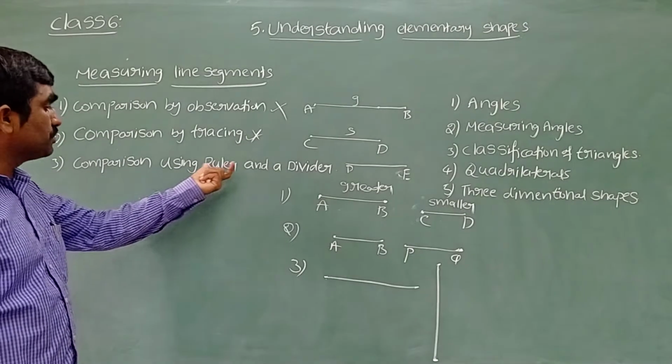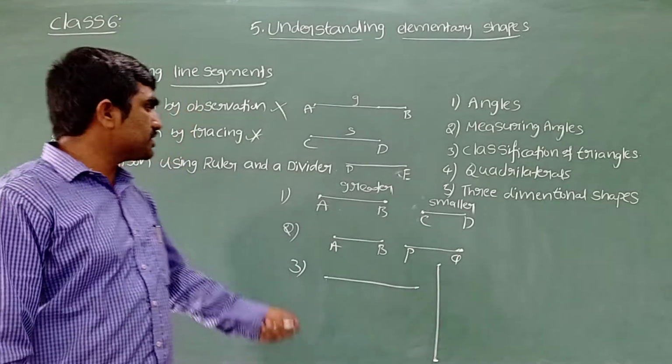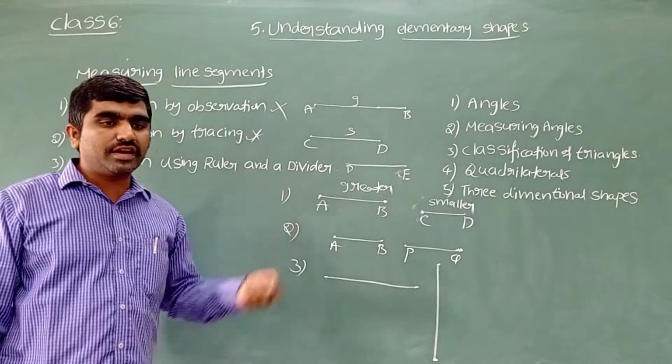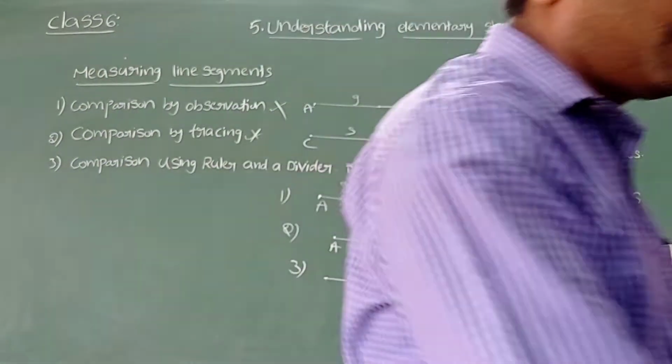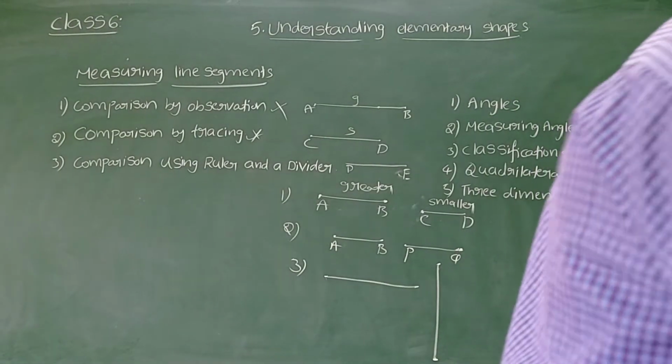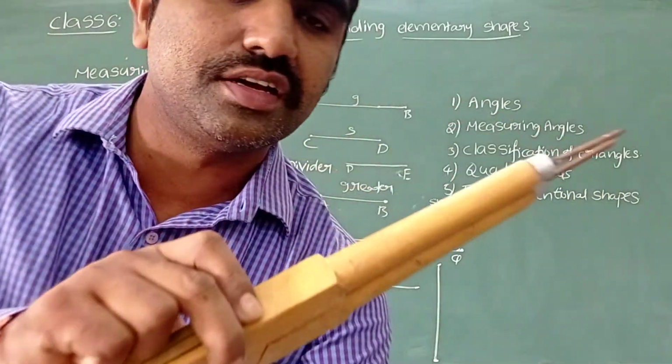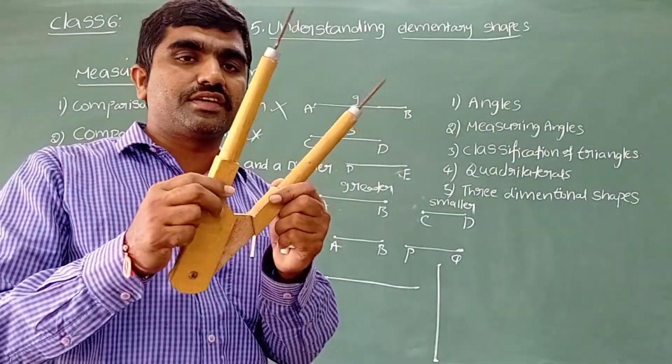Comparing using a ruler and divider. What is meant by ruler? You know it is a scale. Divider is one of the instruments in the geometry box. This is called a scale, also called a ruler. And this we call a divider.